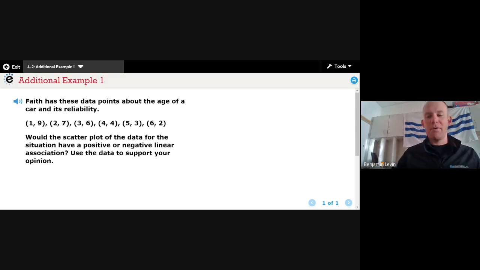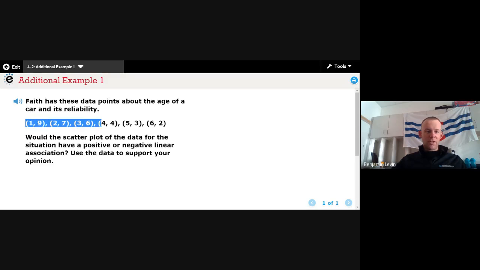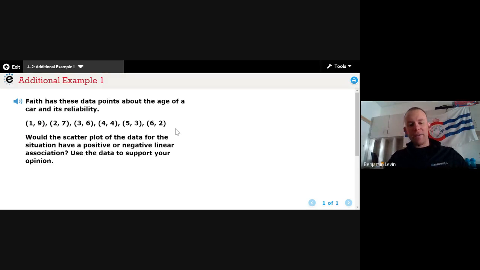But anyways, we look at this data. We need to plot this data if we're going to do this. We don't have to plot the data, but it's going to be a lot easier if we do. So let's make a graph. I'm going to go over to the Jamboard. I need to go all the way up to 9 and over to 6.